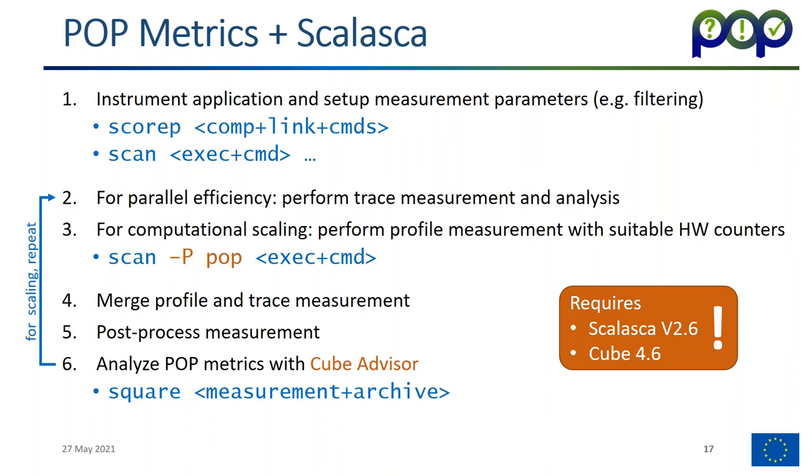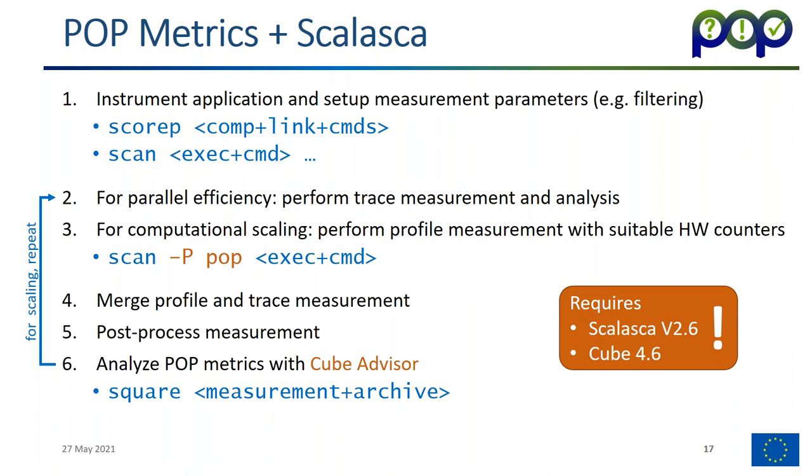By calling scan -p pop, the scan command knows it's a POP metrics measurement, and it automatically does these two measurements for you, setting the right hardware counters and so on. Once you're done, you have everything collected in a directory, so then you merge the trace and profile measurements together, do the post-processing to compute derived metrics, and then you can look at it with the Cube Advisor. This is done with the square command.